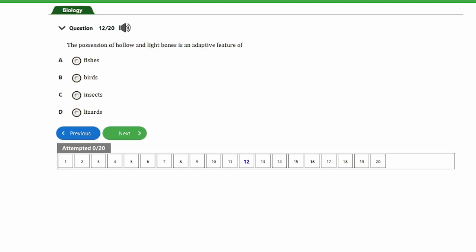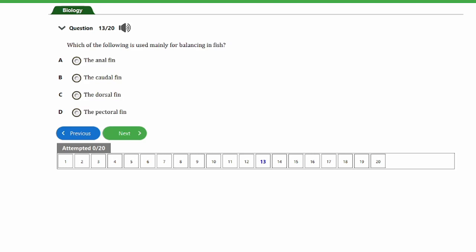Question number 12. It says, the position of hollow and light bones is an adaptive feature of A. Fishes, B. Birds, C. Insects, D. Lizards. So guys, the answer to this question is option B, and that's birds. Birds have a hollow and light bone, and this is an adaptive feature that allows them to fly. So let's look at the next question.